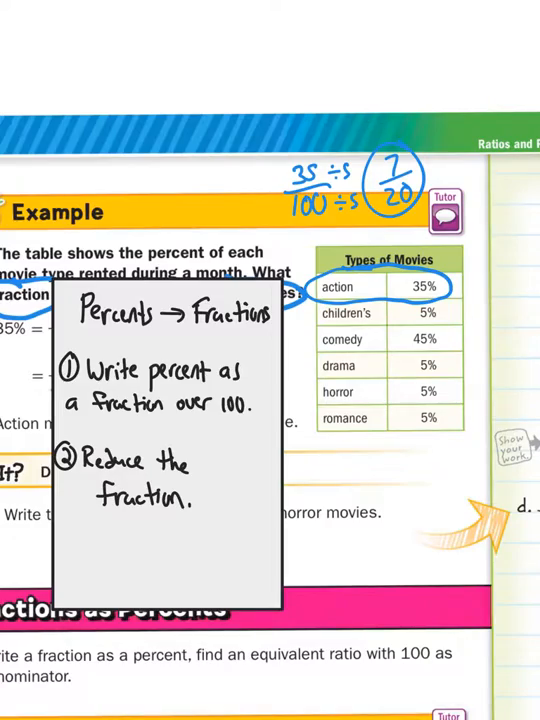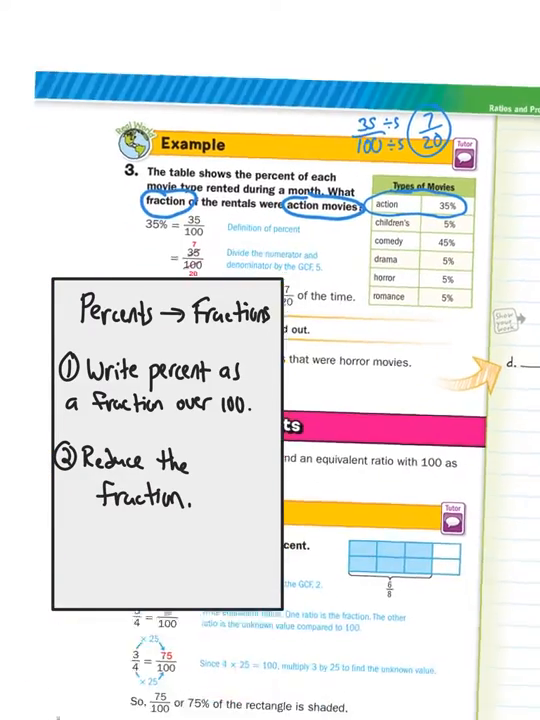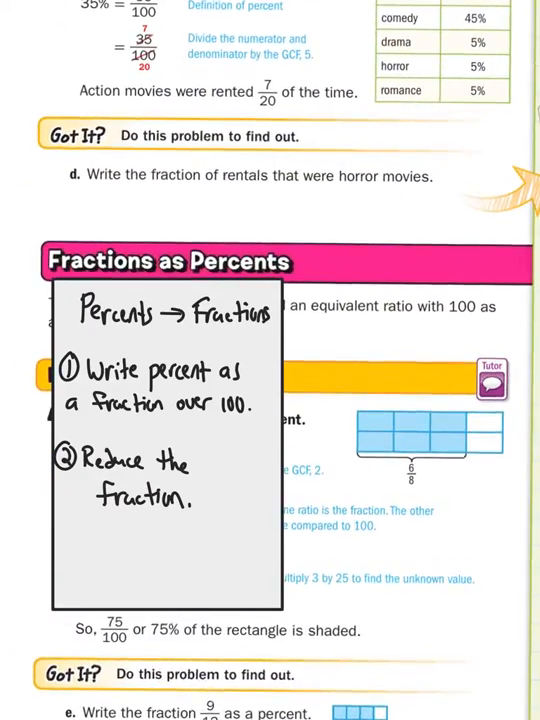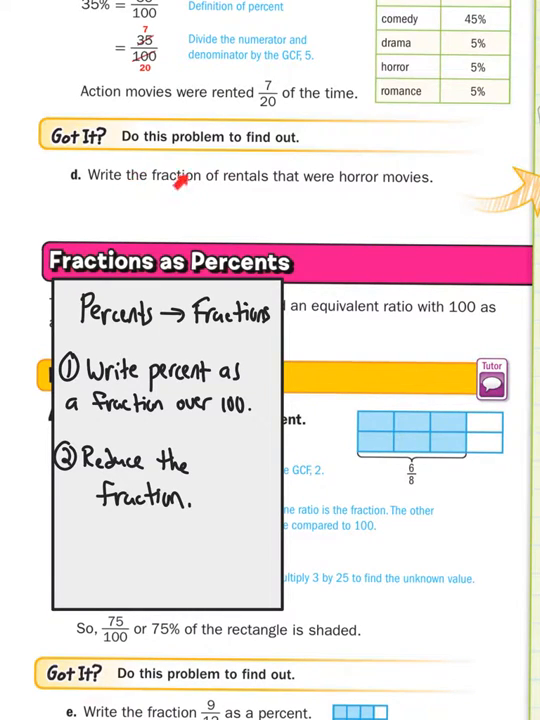All right, are you ready to try one? You are going to try problem D on your own. So do D, pause the video. When you're done, press play and see if you were correct. Go.